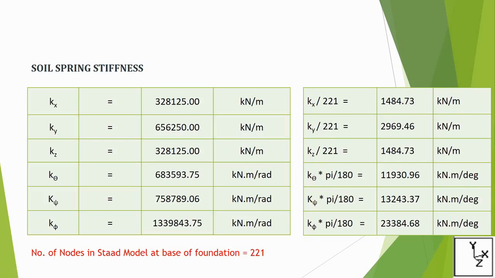Next, for rotation stiffness, there is no need to divide, but here we have the values in kilonewton meter per radian. In STAAD Pro software, we need to input these values in kilonewton meter per degree. So we need to multiply these values by pi by 180, and we get the following values. All these 6 values I am going to input in STAAD Pro.